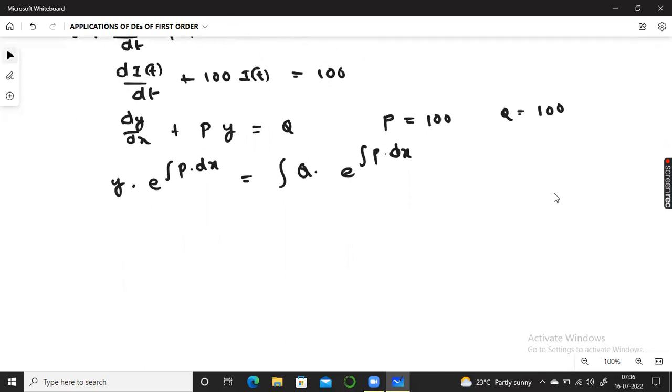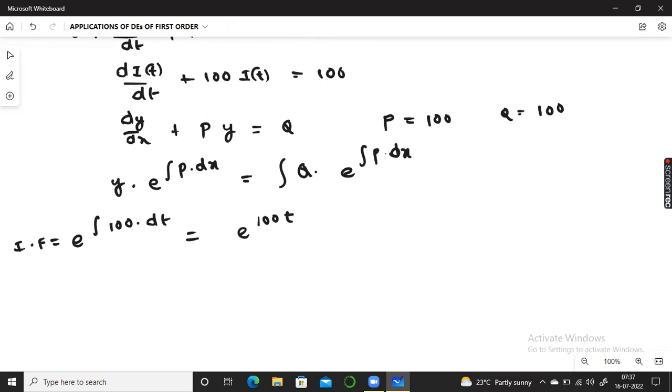So what is the integration factor? E power integration of P, how much? 100 into dx, here dt, because our question is I in terms of t. Dependent variable is I, independent variable is t. So integration factor is this: e power 100 t.